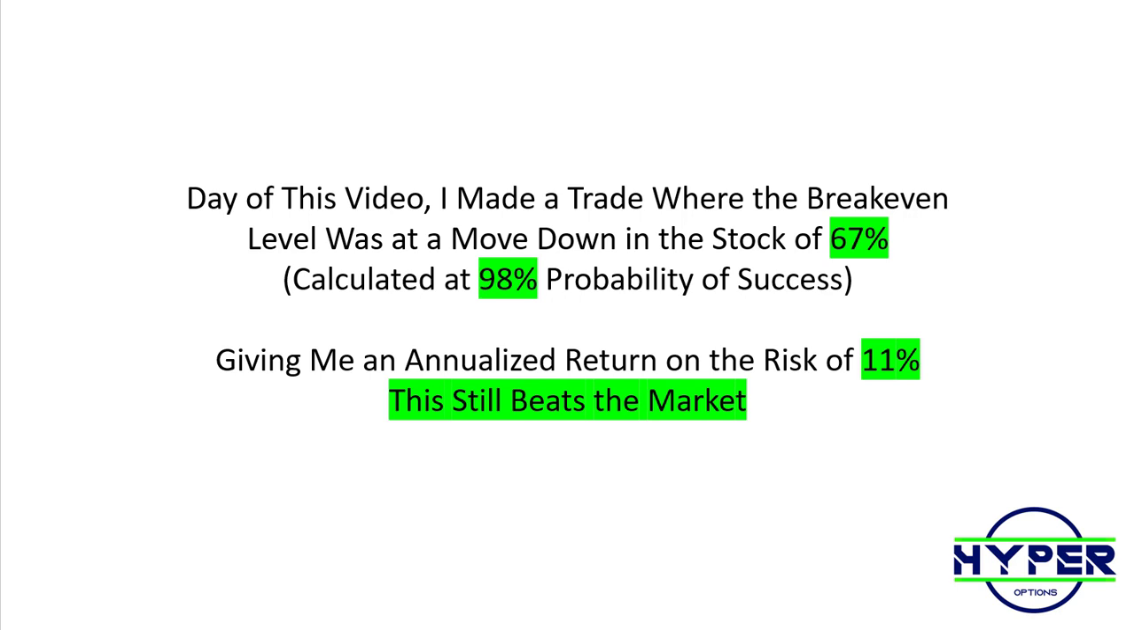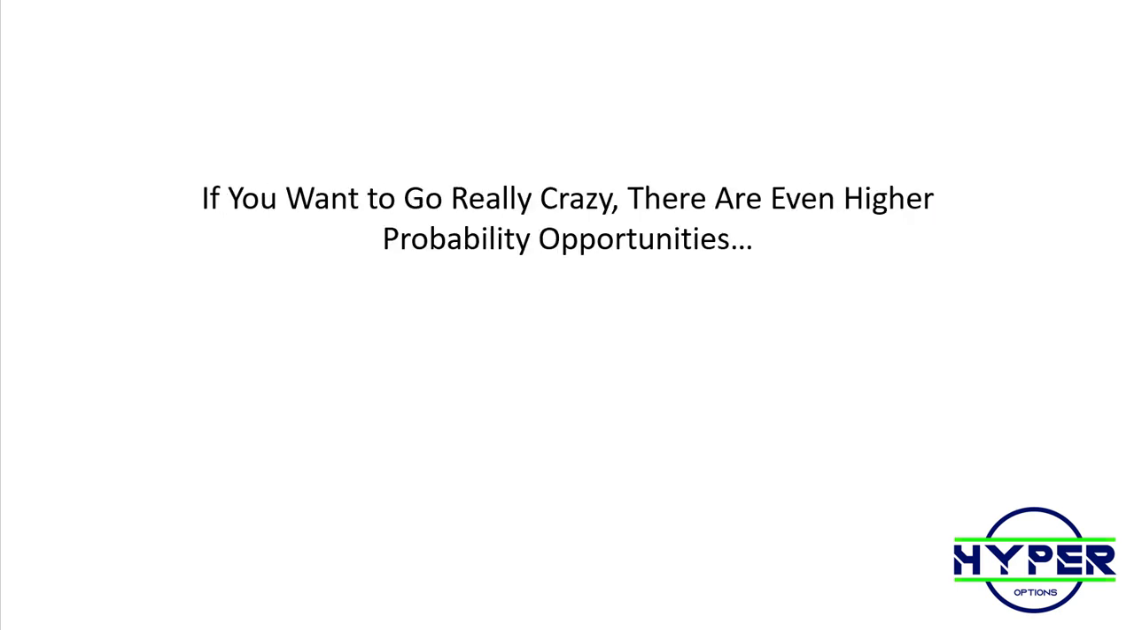Who can say that? Who can say that? This is one of the only strategies that exist where you can make these kind of statements. And it's because the stock has to move down 67% within the allotted time of the option in order to just reach the break-even level. All right. Now, that's really crazy.